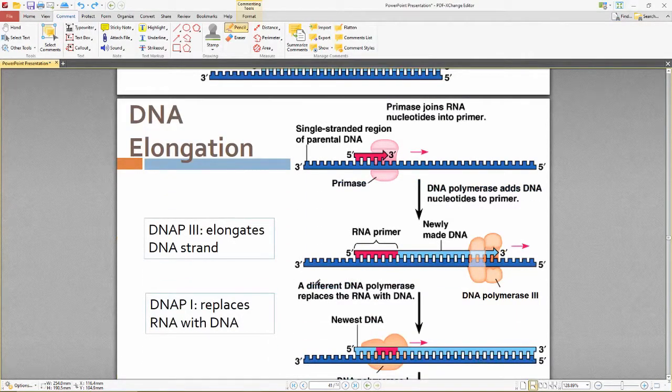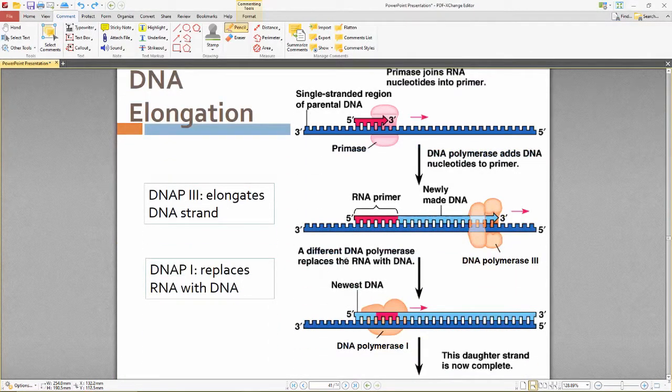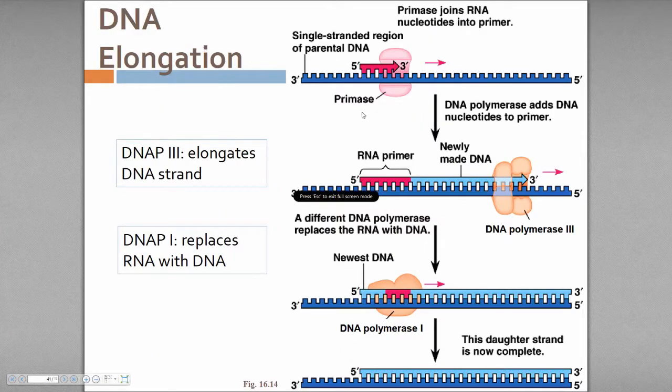So, let's look at it all in a short summary. Step 1, RNAP comes in, puts down the primers. Step 2, DNAP3 comes to the 3' end of this RNA primer and adds DNA nucleotides. Step 3, DNA polymerase 1, DNAP1, comes and replaces the primers. And step 4, complete. Or is it?